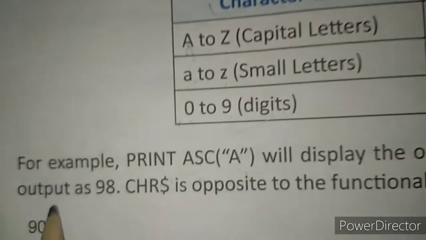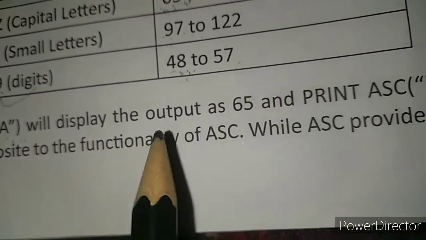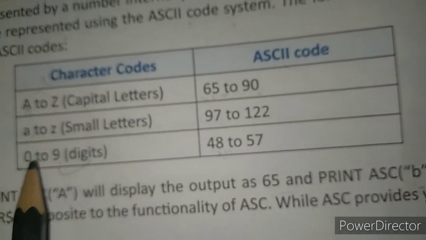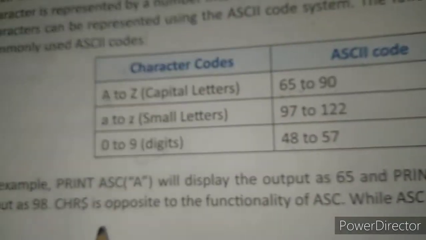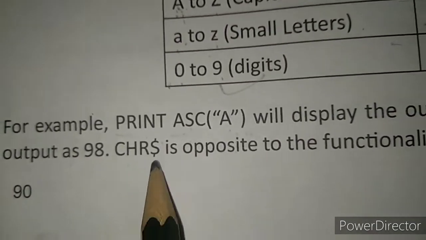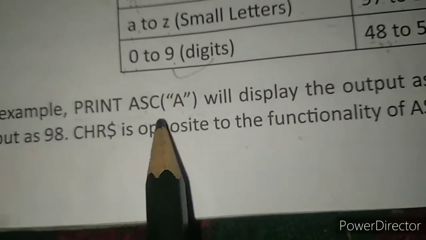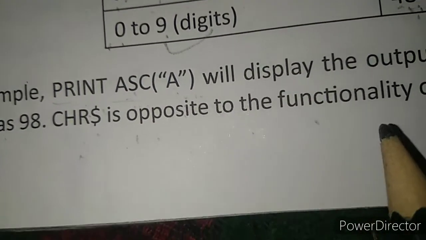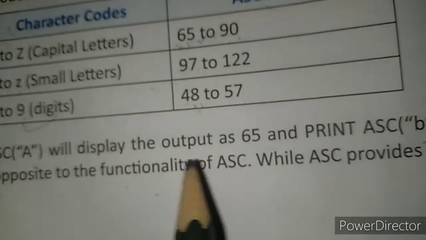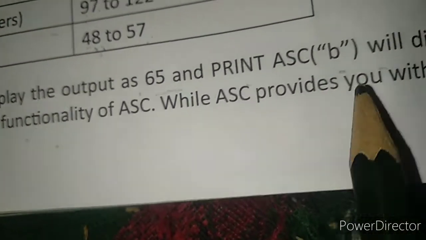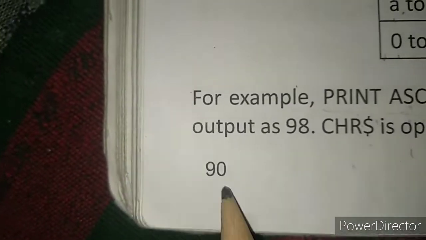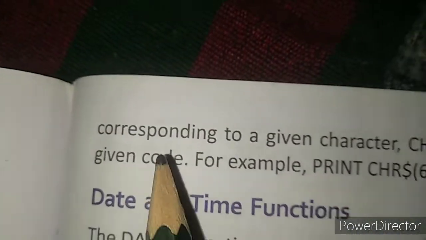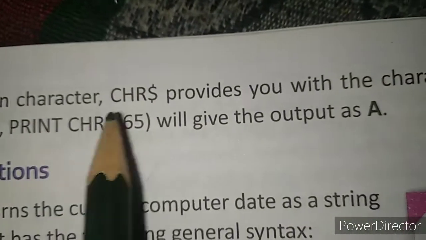Let us see. For example, print ASC("a") will display 65, and print ASC("b") will return what? 98. CHR is the opposite of this. If you pass the value 65 to CHR$, it will represent the capital A, and likewise CHR$(98) will represent the small b. It will give the characters corresponding to the given codes.